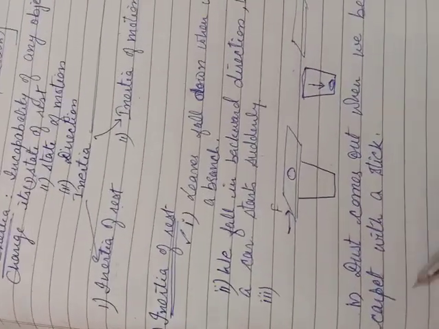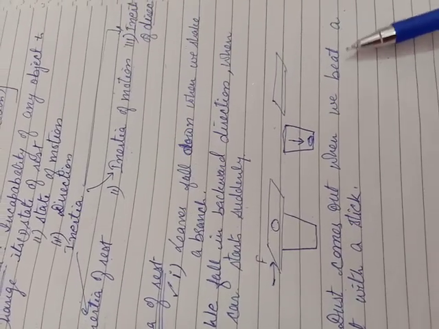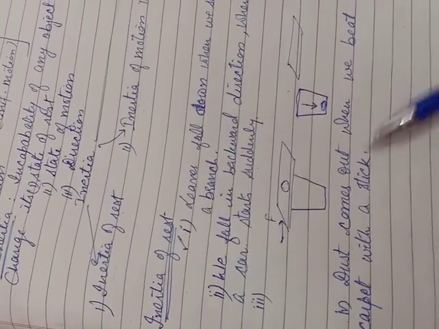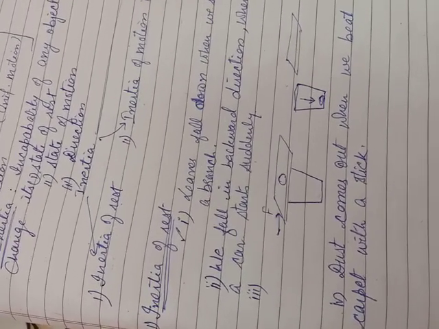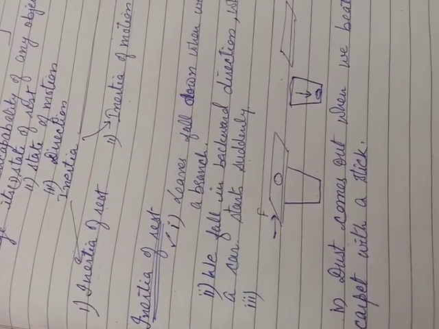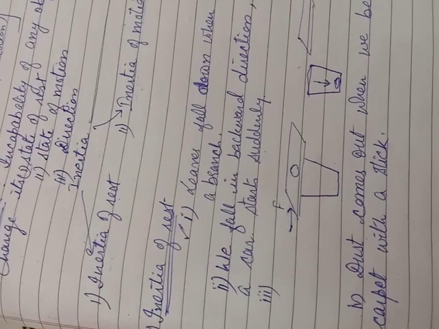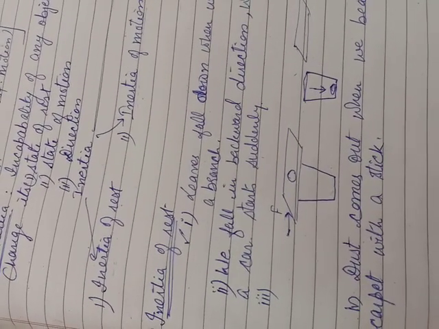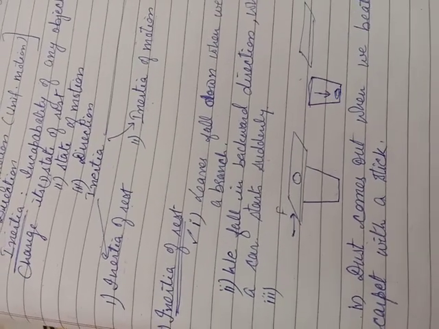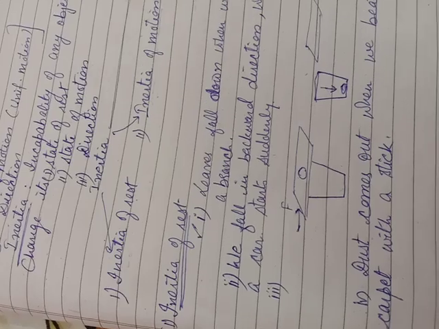The fourth example that I have taken is dust comes out when we beat a carpet with a stick. This you might have seen at your homes when your mother or any servant cleans the carpet. We generally beat it with a stick, and the dust comes out of it. It is because when we beat the carpet with the stick, the carpet moves due to the force of the stick, but the dust remains at its place due to inertia of rest, and it comes out.